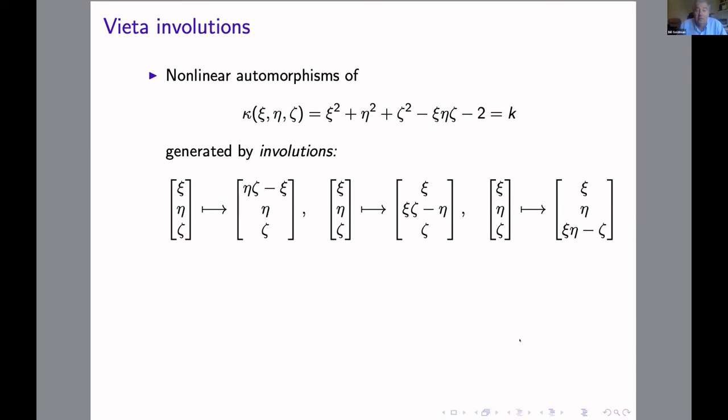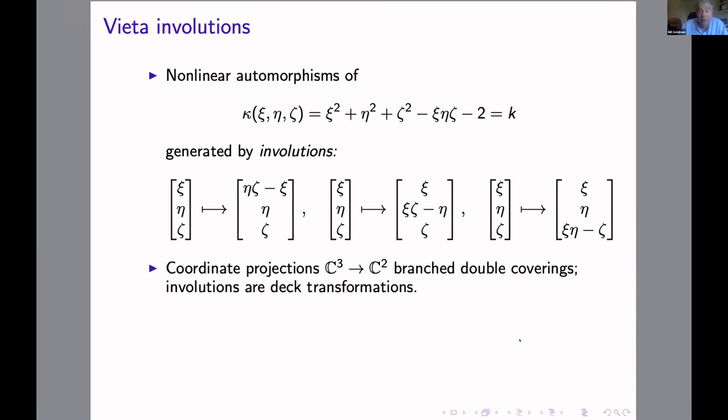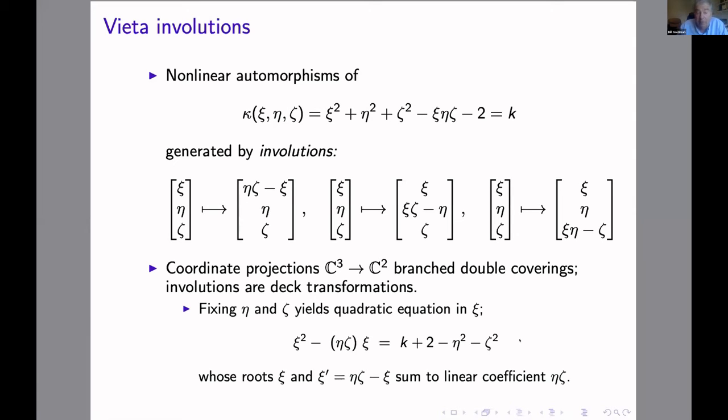Why should this cubic polynomial have such automorphisms? Well, it's easy to see that they're given by natural involutions as follows. This is a cubic polynomial. Its restriction to each coordinate line is quadratic. In other words, fix two of the variables, you get a quadratic polynomial. And if you know one root of a quadratic equation, then you know the other one by a simple substitution. And that corresponds to the three generating deck transformations of the coordinate projections.